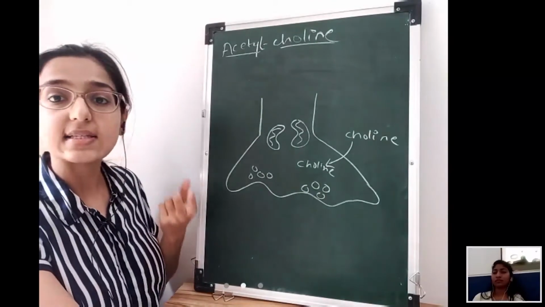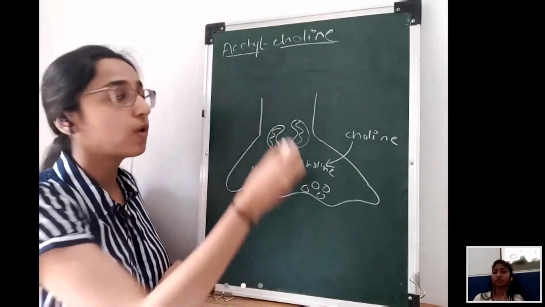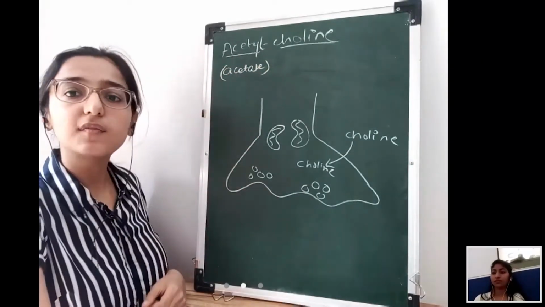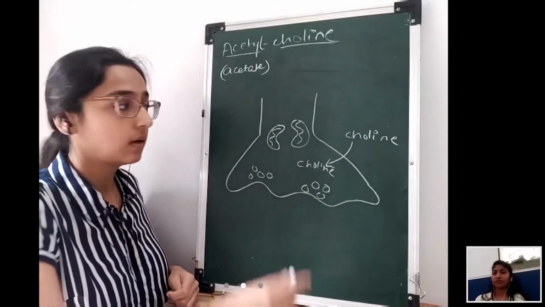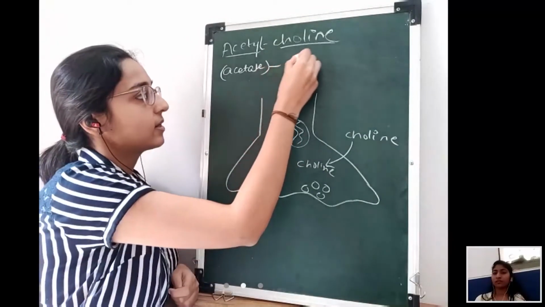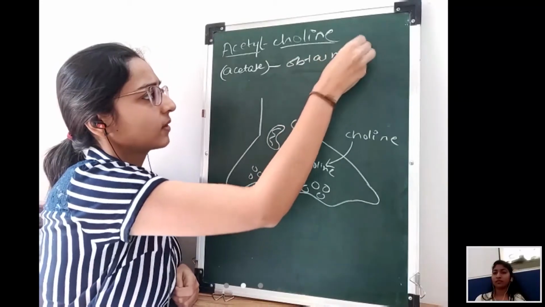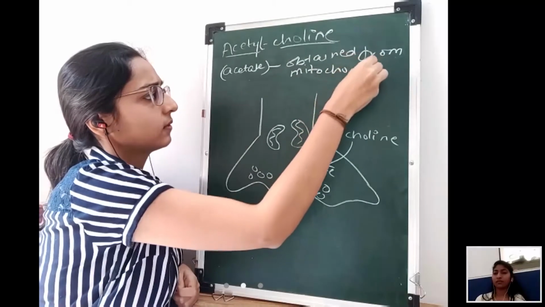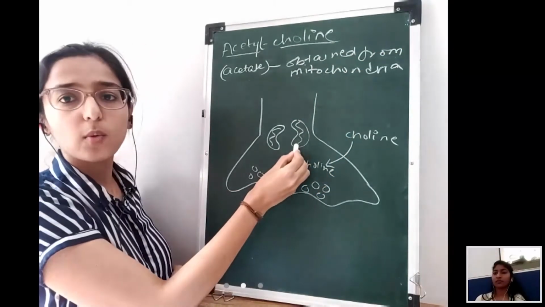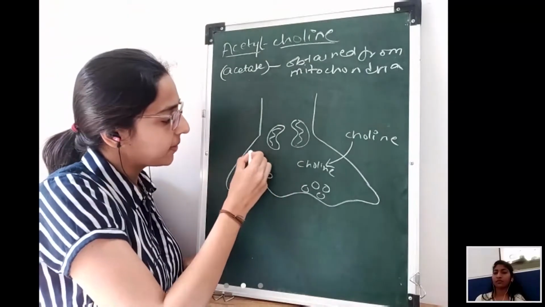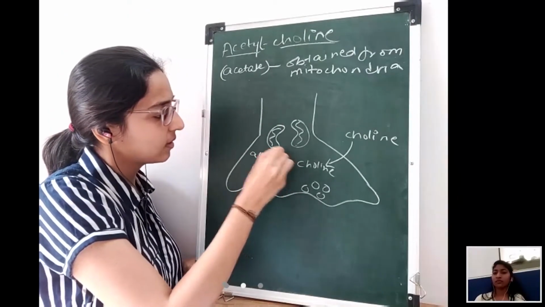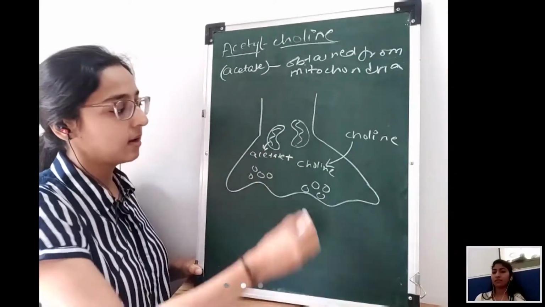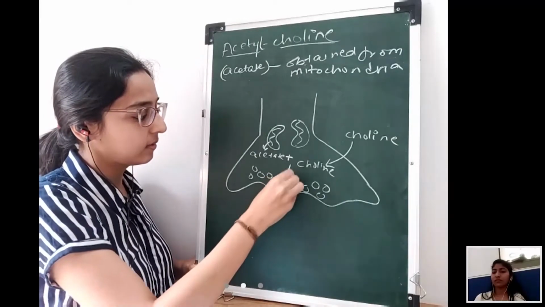From where are we getting acetyl? Acetyl is obtained in the form of acetate, and it is obtained from inside, from the mitochondria. So the mitochondria is providing me with the acetate. I have got acetate from the mitochondria and choline from outside. Now these two will combine and I will get acetylcholine.